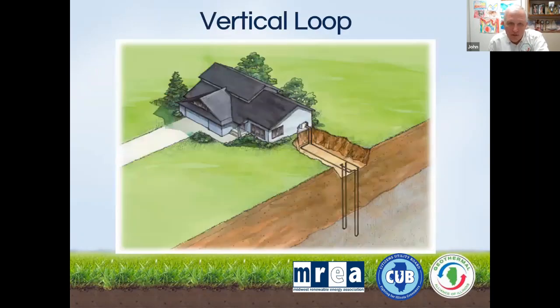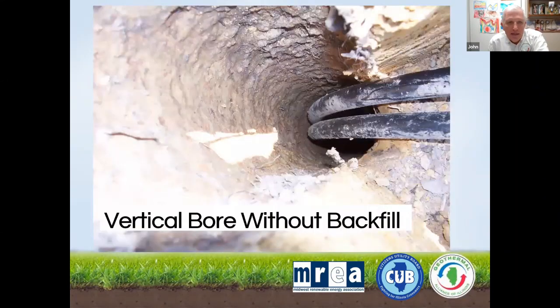But for most of us, we're talking about closed loop systems. And for most of the closed loop systems, probably 85 to 90% of all geothermal in Illinois, these are vertical loop fields, just like the one in my front yard, just like the one in this schematic. And this is what it would look like on installation.